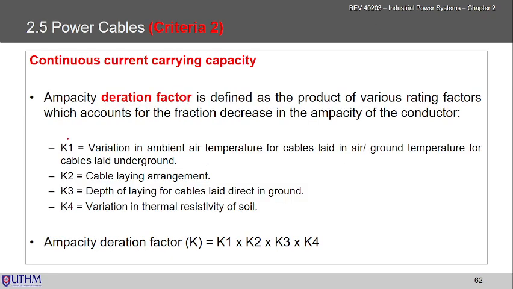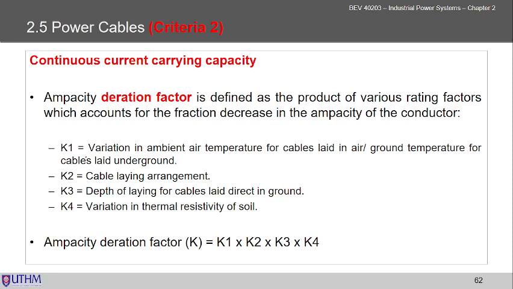In order to carry out the ampacity criteria 2, we need the so-called duration factor, defined as K. So what is the K? After we obtain this K, we have to multiply it with the real ampacity of that particular selected power cable. This we can see from a table, from the IET or IEEE. So what is K1 until K4 here? The K is actually K1 multiplied by K2, multiplied by K3, and multiplied by K4.